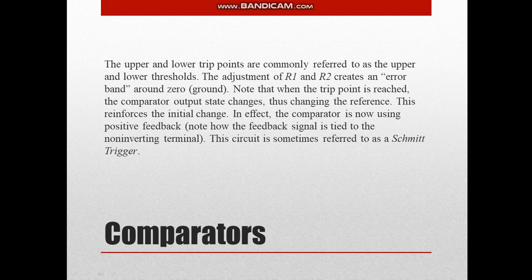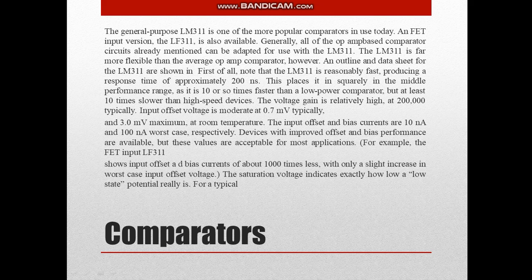When the trip point is reached, the comparator output changes, thus changing the reference. So we get a reference V out. This reinforces the initial change. In effect, the comparator is now being used with positive feedback. The feedback signal is tied to the non-inverting terminal. This circuit is sometimes referred to as a Schmitt trigger.